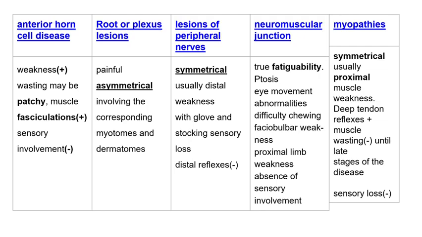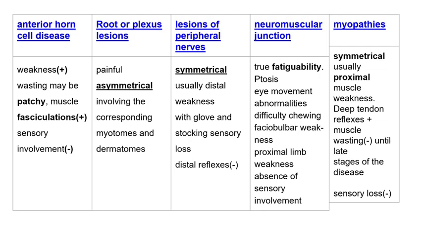In root or plexus lesions, the lesion may be painful, asymmetrical, involving the corresponding myotomes and dermatomes. Lesions of the peripheral nerves will be symmetrical. Usually distal weakness will be present with glove-and-stocking sensory loss, and distal reflexes will be absent. In neuromuscular junction disorders, there will be true fatigability, which is the most prominent feature, and ptosis, eye movement abnormalities, difficulty in chewing, faciobulbar weakness, proximal limb weakness, absence of any sensory involvement.